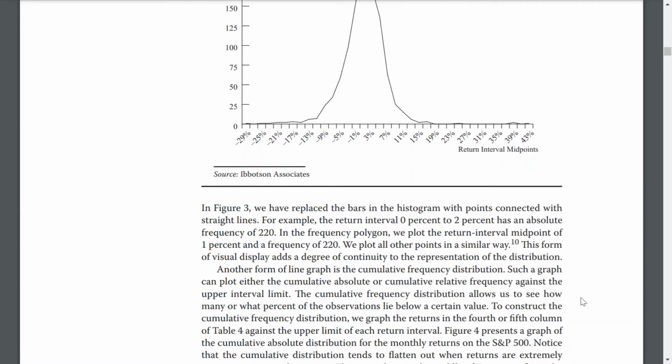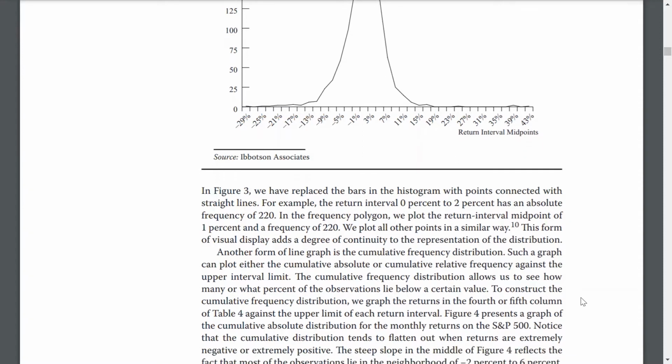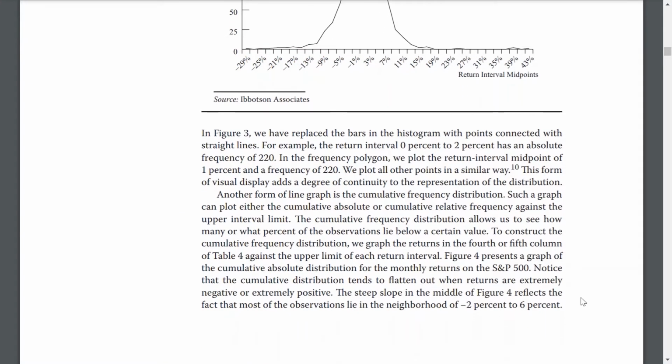For example, the return interval of 0 to 2% has an absolute frequency of 220. In the frequency polygon, we plot the return interval midpoint of 1% and a frequency of 220. We plot all the other points in a similar way. This forms a visual display that adds a degree of continuity to the representation of the distribution.